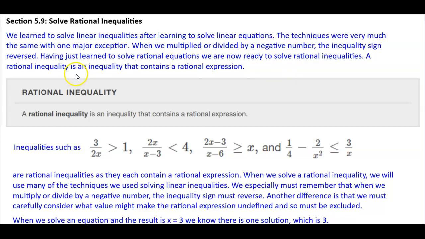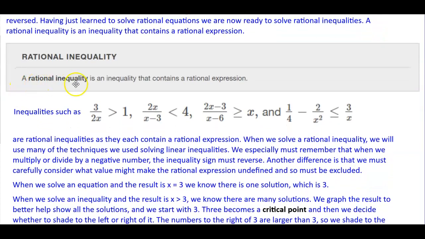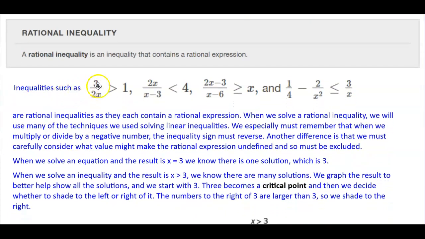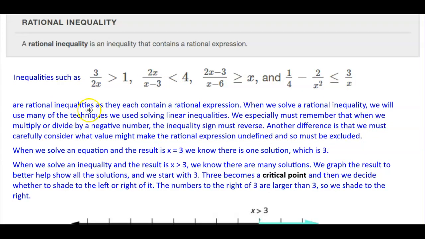A rational inequality is an inequality that contains a rational expression. Inequalities such as 3 over 2x is greater than 1, 2x over x minus 3 is less than 4, 2x minus 3 over x minus 6 is greater than or equal to x, and 1/4 minus 2 over x squared is less than or equal to 3 over x. They are rational inequalities as they each contain a rational expression.